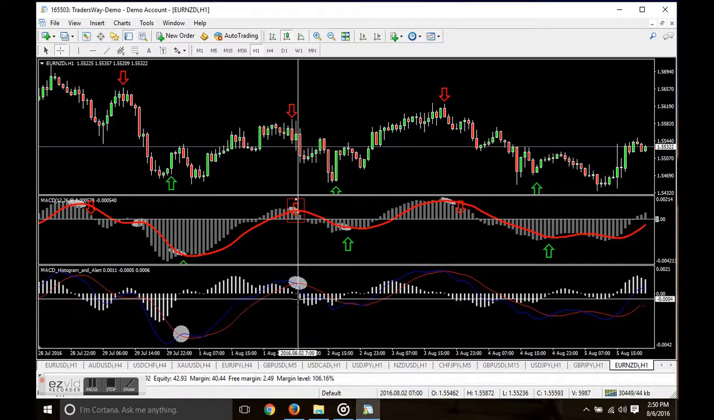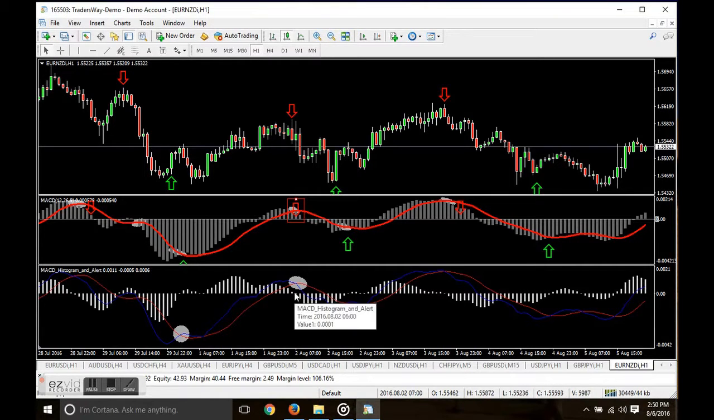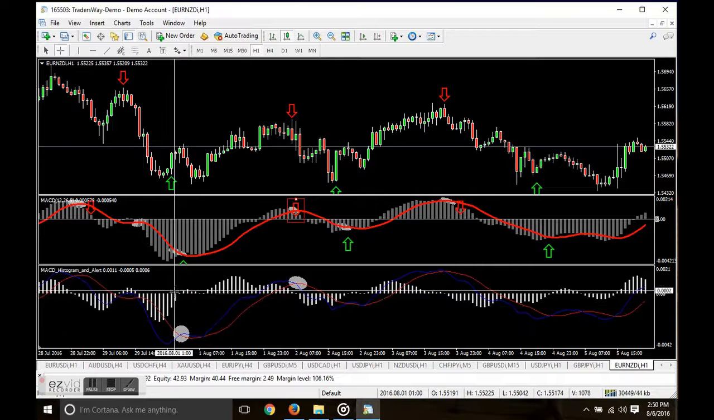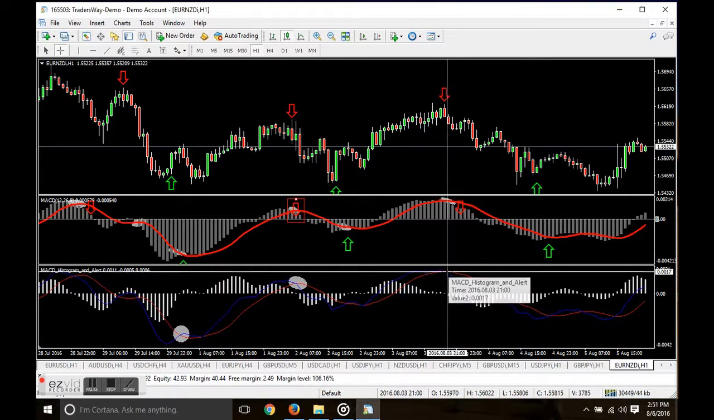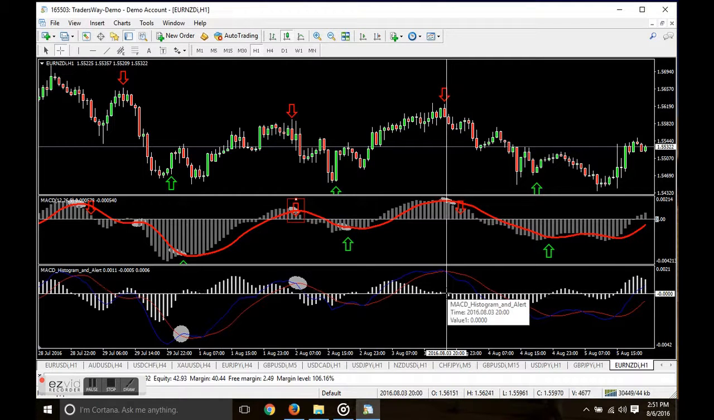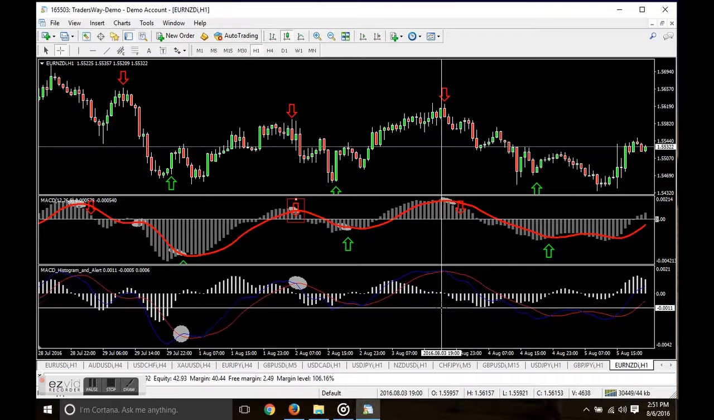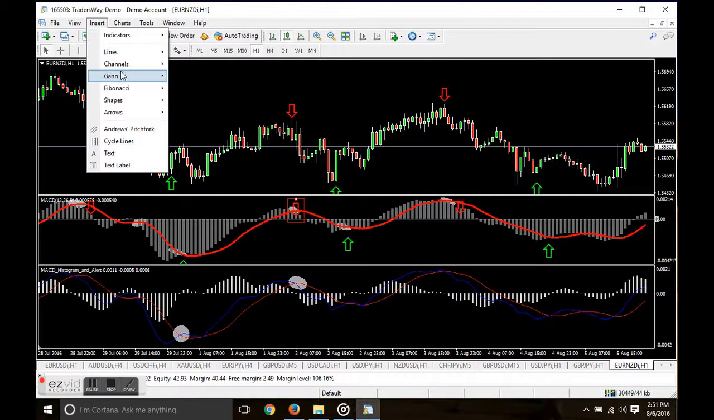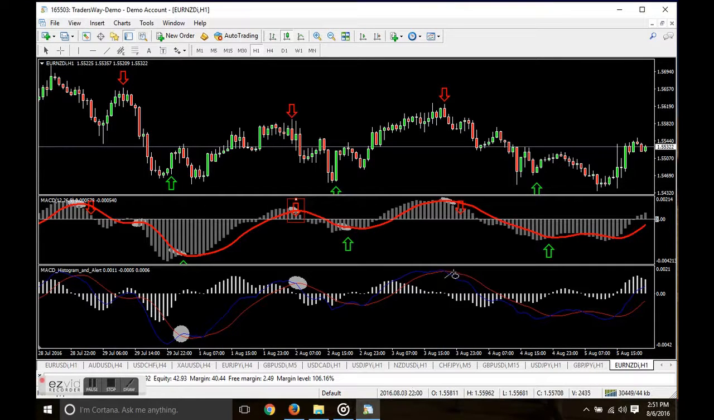Only difference is the histogram bars flip over the zero when the lines cross. So it gives you a bit more visual confirmation when you use it that way, but they work the same way. You can use either or. And as you can see, I'm just marking the spots where the histogram flips and the lines cross. It's basically the same spots that the default MACD works at. So you can use either or. It's just what you prefer to use.